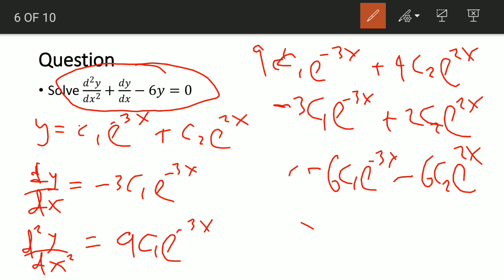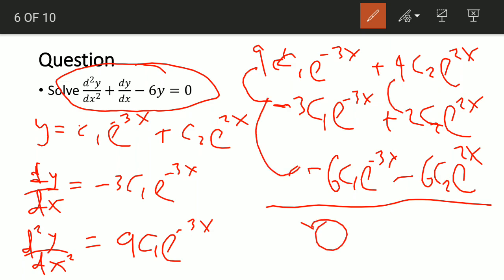So this is what we have. Now, if we choose to add these three equations together, if you notice, the left hand side is the same thing, c1 exponential minus 3x. The right hand side is the same thing, c2 exponential 2x. So from here, 9 minus 3 is 6, and 6 minus 6 is 0. The same thing here, 4 plus 2 is 6, 6 minus 6 is 0. You see, equal to 0. It satisfies this particular differential equation. That makes our answer very correct.